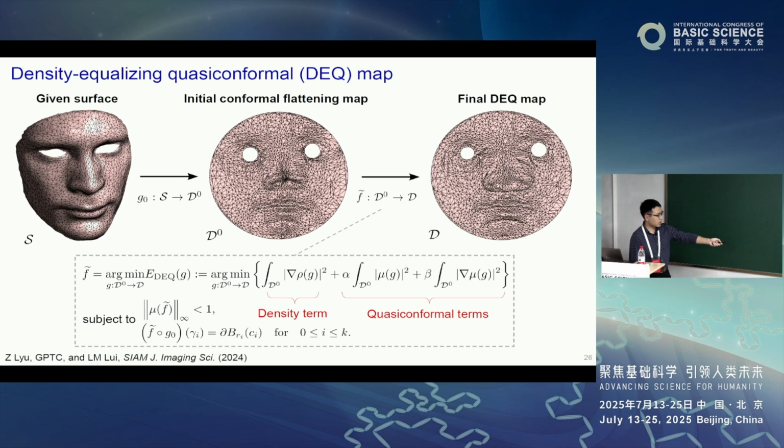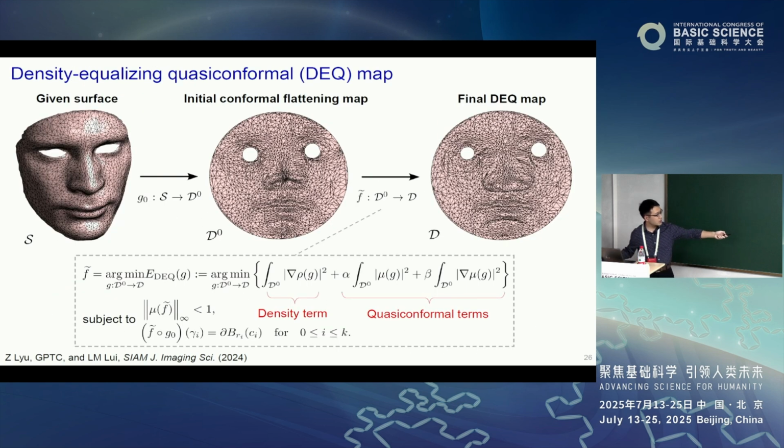But in this case, we are considering this variational formulation. As we just mentioned previously, we have a density term and some quasi-conformal terms. The density term will help us control the density equalization or area-preserving effects, and the quasi-conformal terms will help us control the bijectivity, the quasi-conformal distortions, and so on. Finally, they give us a mapping that balances area preservation and quasi-conformality.